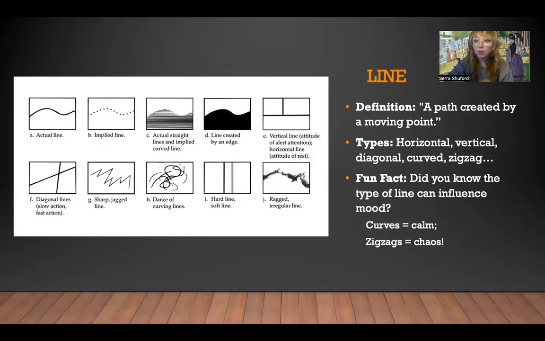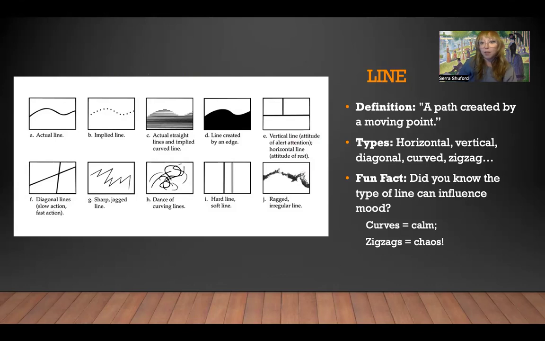So beginning with line, this is sort of our gateway into the elements. It's sort of where most things start. And the definition is a line is a path created by a moving point or a dot. Some people consider dot to be an element of art, and I don't really think so much. But this is essentially where a point in space, point A, creates a line from point A to point B. Different types include horizontal, vertical, diagonal, curved, zigzag.